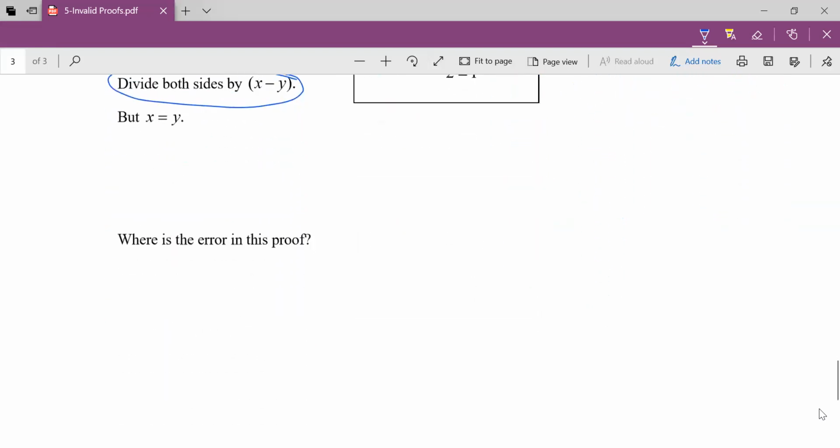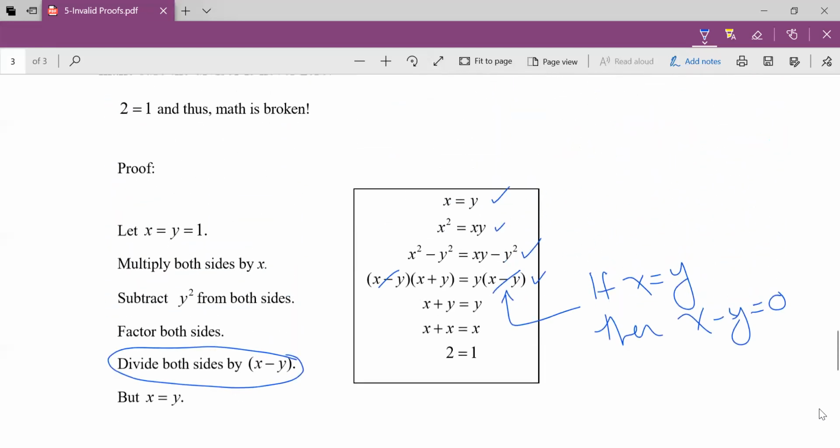So when you're looking at these things, you're just trying to poke holes in someone's arguments. And you can usually tell there's going to be something wrong with the proof because they make some ridiculous statement like 2 is equal to 1.